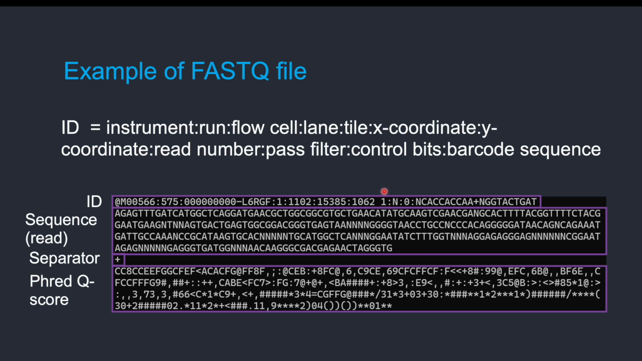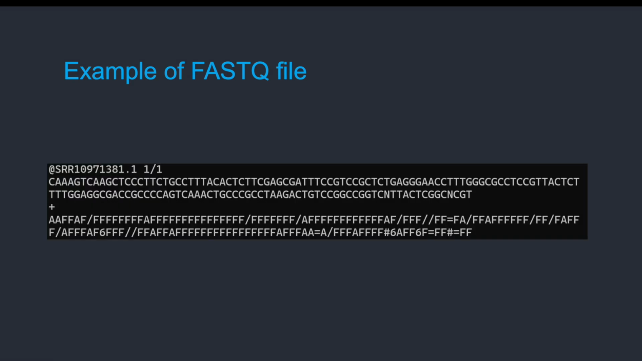Read number is 1 if it is a single end library, or in the paired end library this number could be 1 or 2. Then pass filter, if this sequence did not pass the filter then it is no or N, otherwise it's Y or yes. Control bits, also it has additional barcode or adapter information. I want to mention that often this identifier line could be very simple, that only contains the read ID and the number.